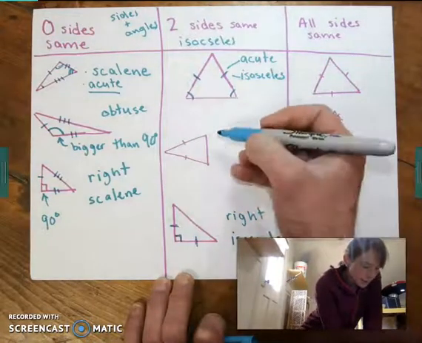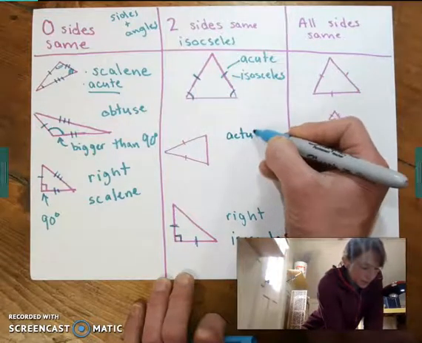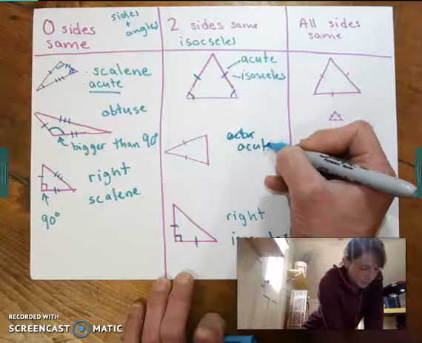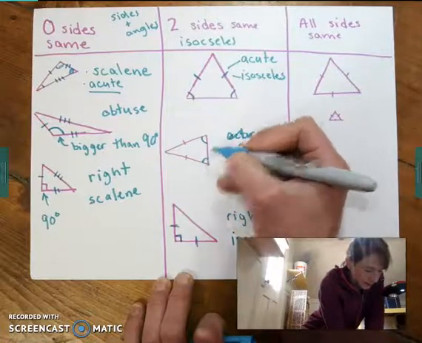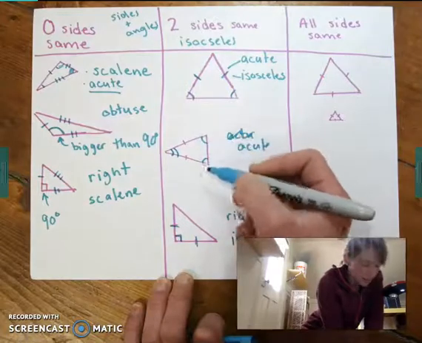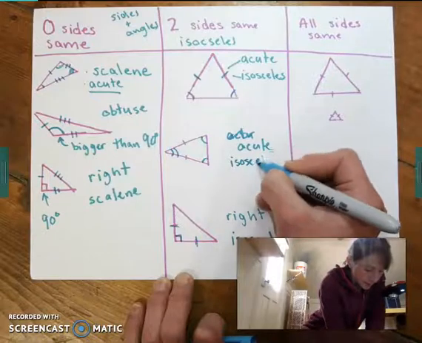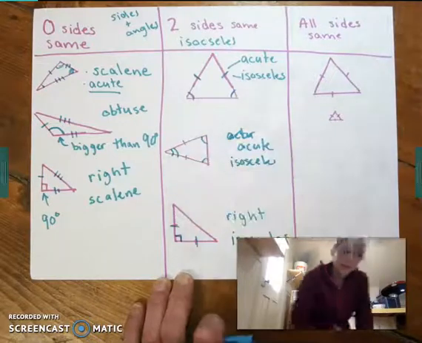This one, we don't know, so this one would also be acute, because all the angles are less than 90. I used the same symbol on those two because those angles are the same. That one's different. And it's isosceles because two of the sides are the same.